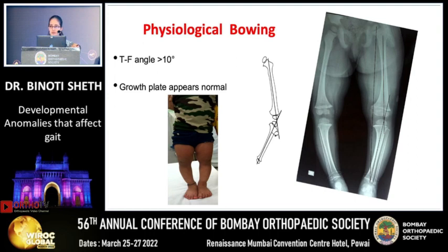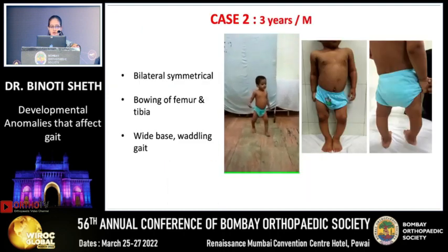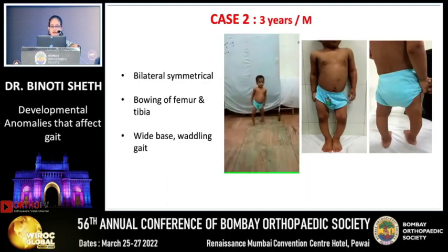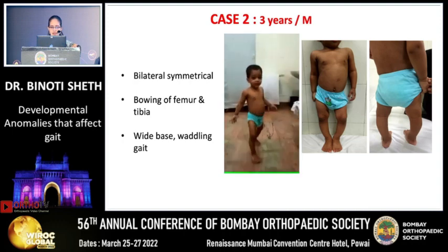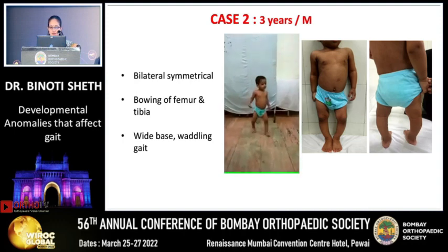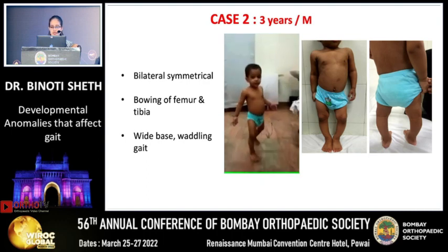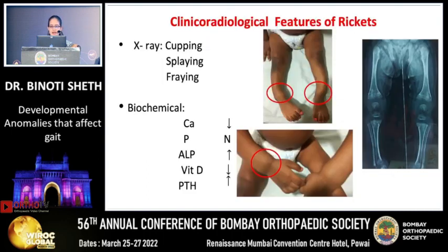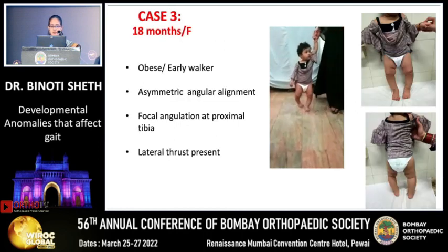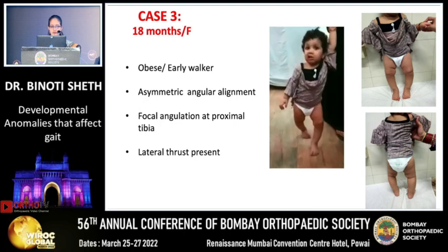But every bowing, let me tell you, is not physiological. Like this child, a 3-year-old male, who again is walking with bilaterally symmetrical bowed legs. There is bowing of femur and tibia, but he's walking with a wide base and waddling gait. And if you look at the child as a whole, he has signs of active rickets. His X-ray and biochemical parameters confirmed that this was a child with rickets, and you need to intervene and not neglect.